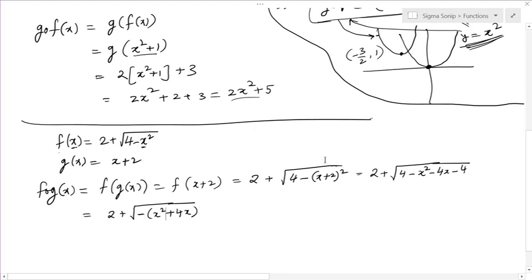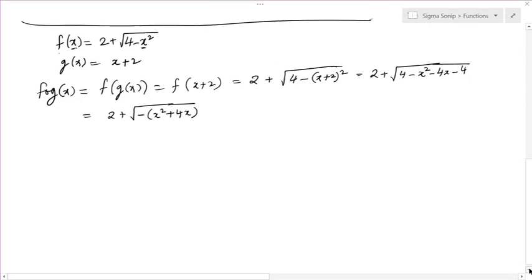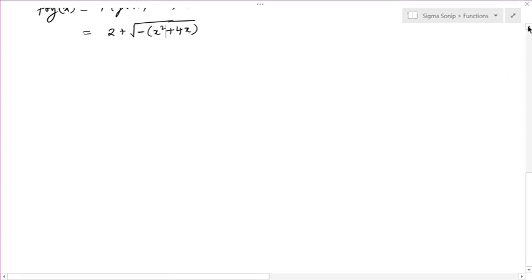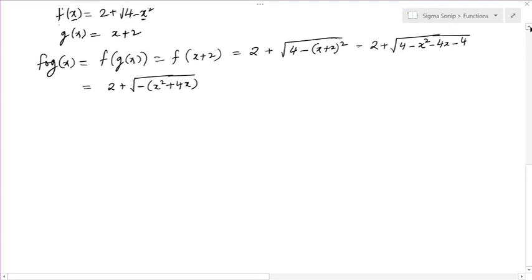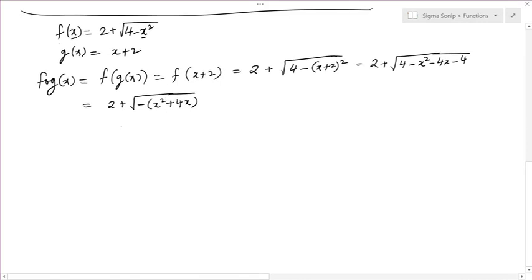Now we need to find its domain and range. So we need to find the domain and range of this thing. To find the domain, we see that x can take only those values where the expression under the root is non-negative, which means that we are looking at those values which make minus x squared minus 4x positive, that is, x squared plus 4x negative or equal to 0. So if this thing is 0 or negative, the whole thing becomes positive and the function is defined.